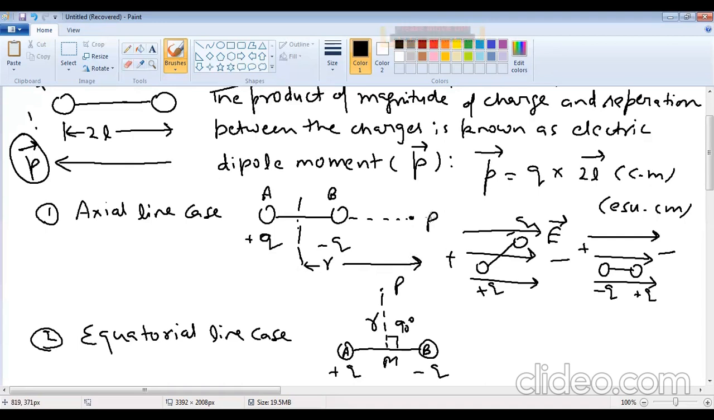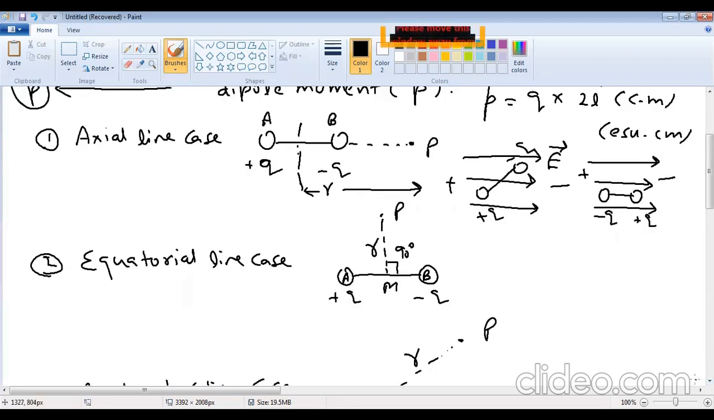We will be studying the net electric field at this point P. Another possibility is that the point of measurement P lies along the equatorial line corresponding to the dipole axis. The equatorial line is PM, which also bisects the dipole axis AB. If we have a point P like this, again we are expected to calculate the net electric field at this point P. The third possibility is that we can have this point P randomly placed anywhere.